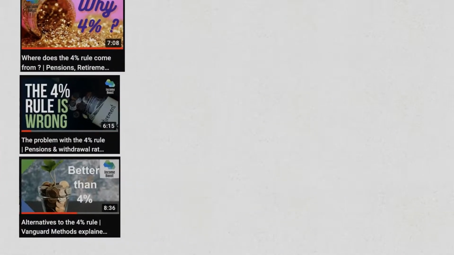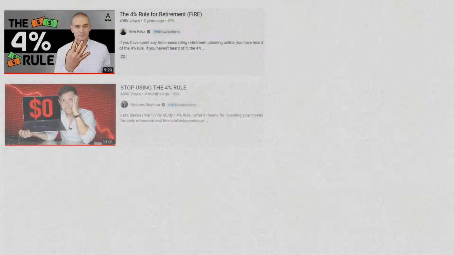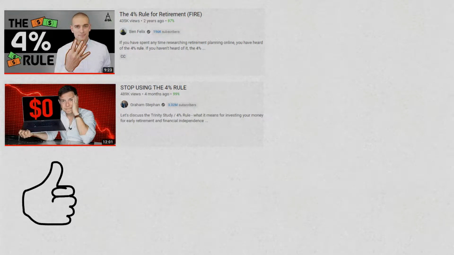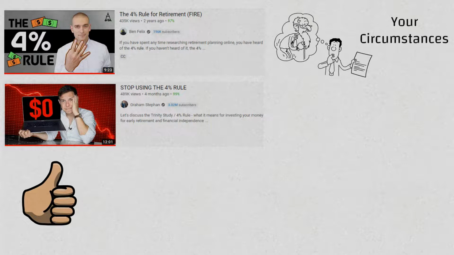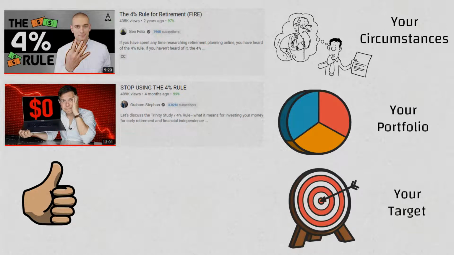Now, the problem with the 4% rule is that there's no consensus on whether it's a good rule or not. I made my argument last time that this is simply a rule of thumb and needs to be treated as such. What would be a safe withdrawal rate for you depends on your circumstances, your portfolio allocation, and your target. To nail this point further, consider this.